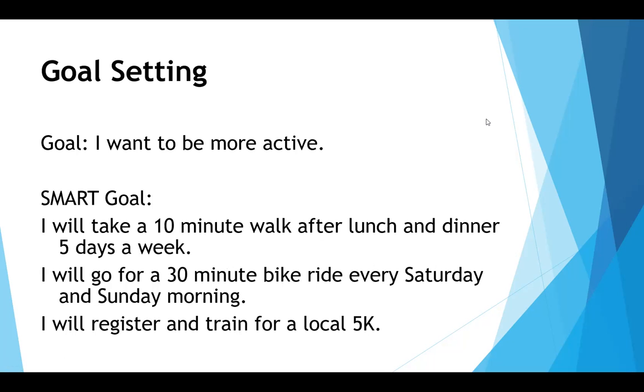Here's another example. I want to be more active. All right. Great. That's fantastic. I'm proud of you for wanting to be more active, but let's quantify it into something a little bit more specific and measurable. So taking a 10-minute walk after lunch and dinner 5 days a week, or going for a 30-minute bike ride every Saturday and Sunday morning, or registering and training for a local 5K. So very good. Also some good advice there in the chat. So thank you for sharing, Pat, and I appreciate that.